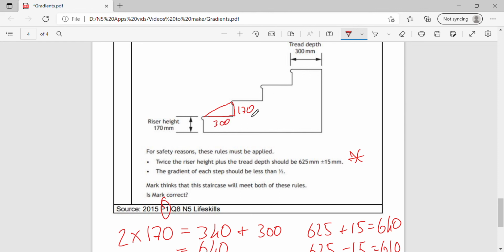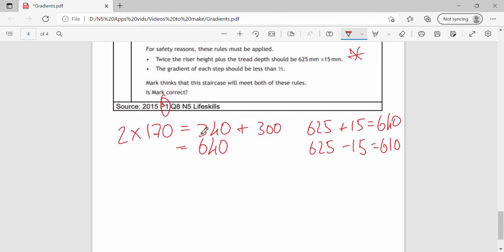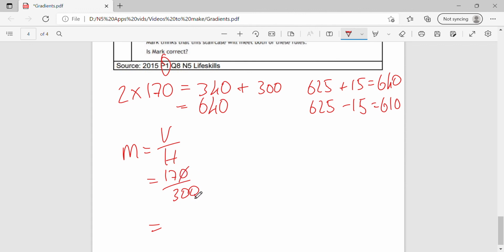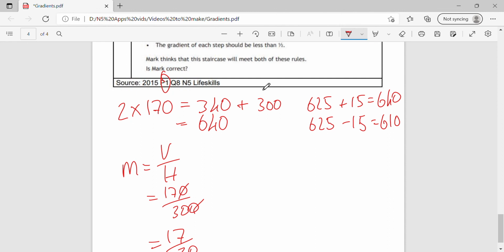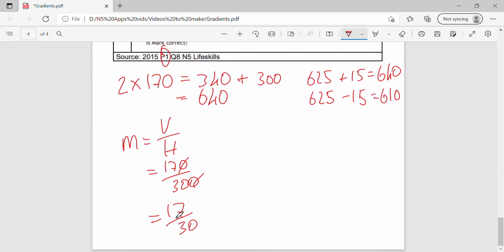Both of them are in millimeters, so we don't need to worry about that. So we've got the gradient is V over H, and that would be 170 over 300. Simplifying that down, it would be 17 over 30. And it says that it should be less than half. Now, you could obviously work that out as a decimal and so on, but I think it would be enough to actually recognise that 17 over 30 is clearly more than a half. Right, a half would obviously be 15 out of 30. So that is greater than a half. So it meets the first one, but doesn't meet the other.